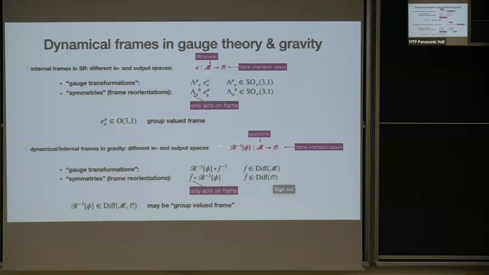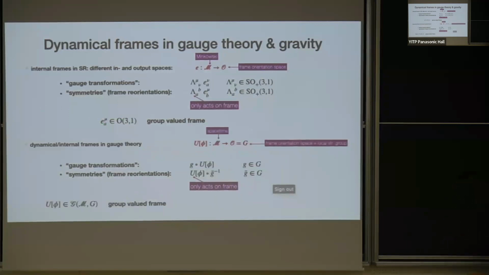And now, for instance, if this map R here is a diffeomorphism from M to O, then it is really a group valued reference frame in the same sense in which this here is a group valued reference frame. So this is something I will be talking about a little bit more and try to illustrate. Now in gauge theories, we can do something similar. Here, however, the reference frames are going to be functionals from space-time into some kind of local frame orientation space, and this will just be the local structure group in that case. So really like the local gauge symmetry group.